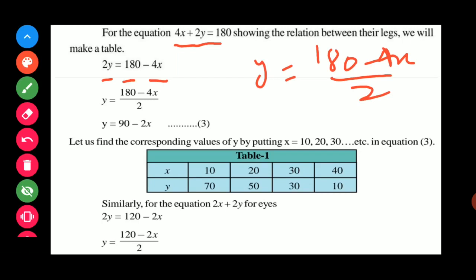Now see the second equation. This is y is equal to 90 minus 2x. So first you form the table. Put the value of x, that is 10, 20, 30, and make the table. And similarly put values for the second.